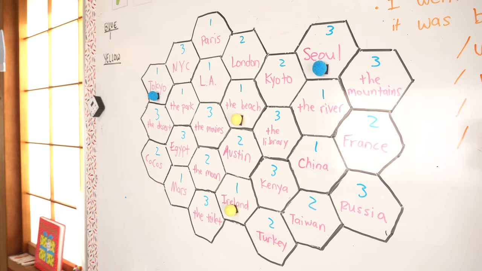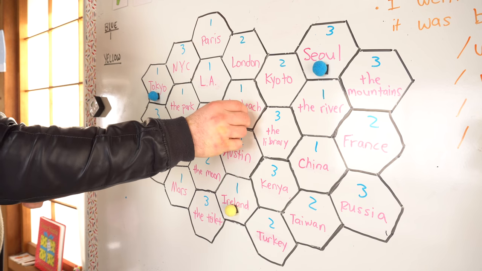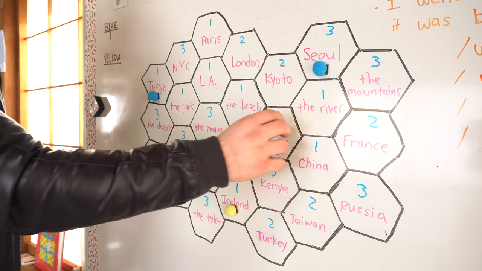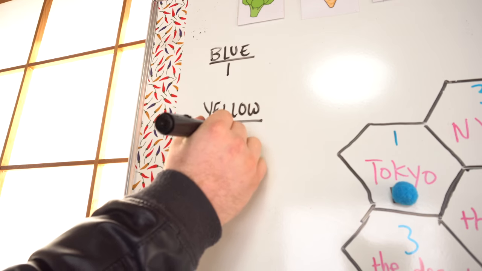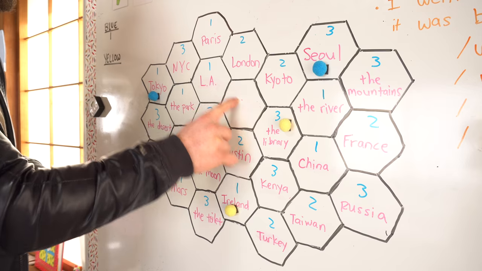Okay, yellow team, where did you go? I went to the beach. The beach? Okay, very nice. How was it? It was okay. Where do you want to go to next? I want to go to the library. The library. You got it. So you'll get 1 point for going to the beach, and the beach is no longer available.